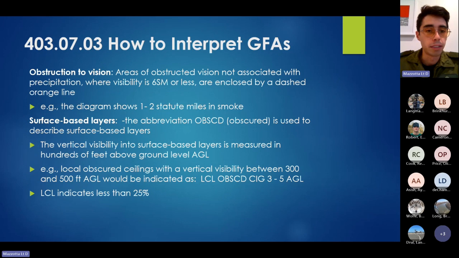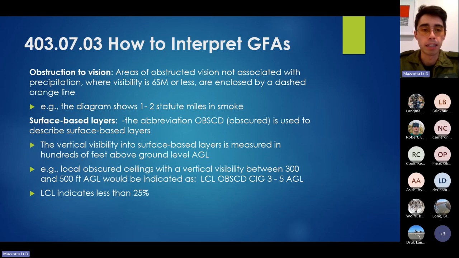Okay, obstruction to vision. So kind of like what I was mentioning a couple slides ago. These are going to be areas of obstruction not associated with precipitation, where again the vis is less than 6 statute miles, and it's going to be enclosed with a dashed orange line. So again, that could be due to smoke, haze, fog even, and it's going to indicate roughly the visibility as well. So in the example, the diagram could show 1 to 2 statute miles in smoke.